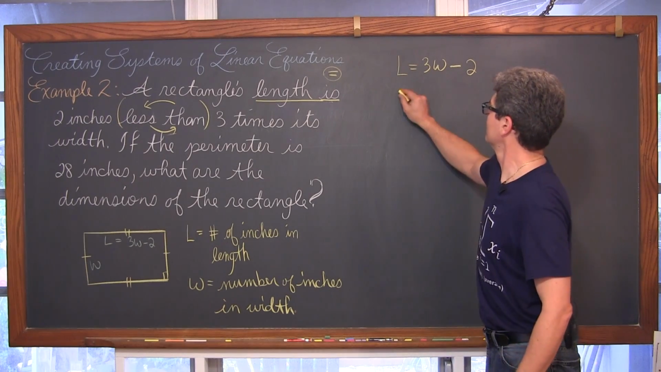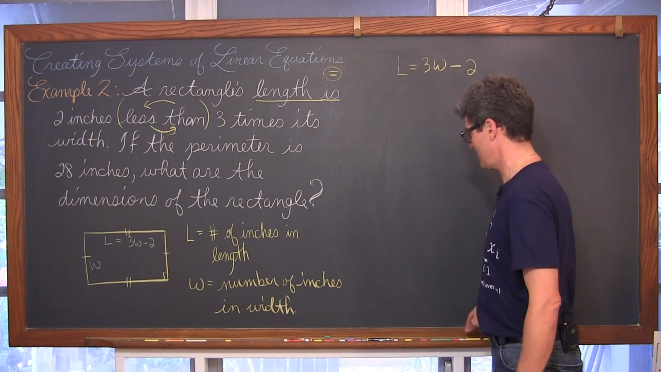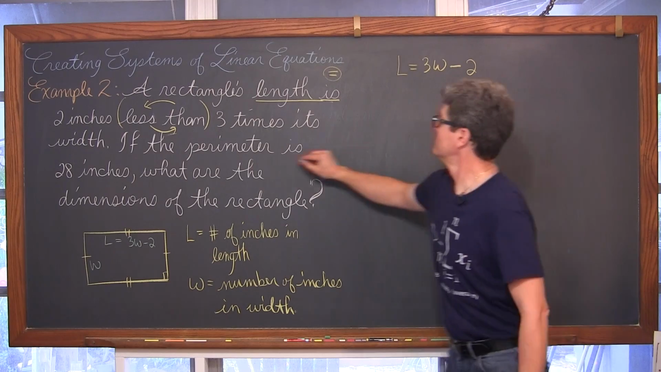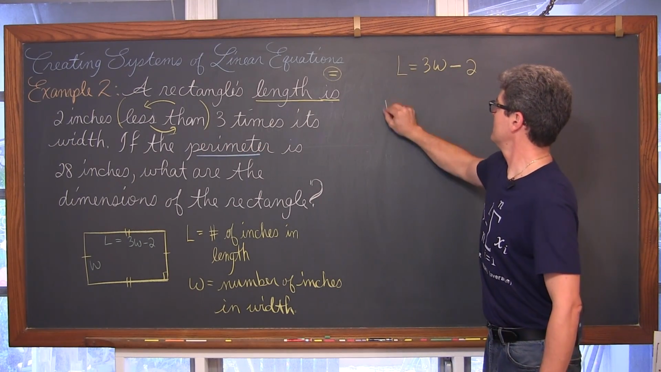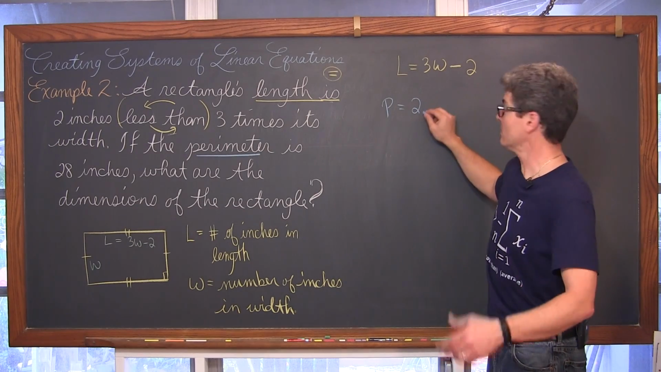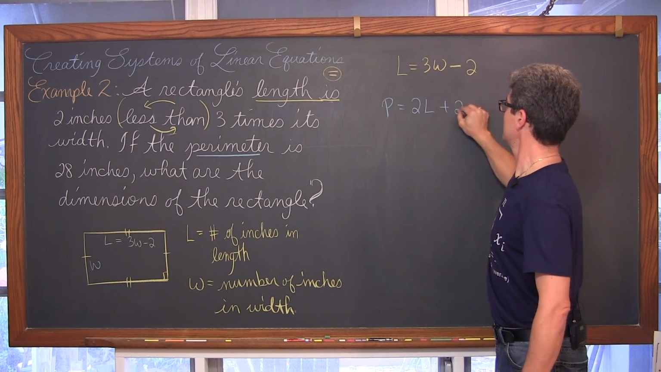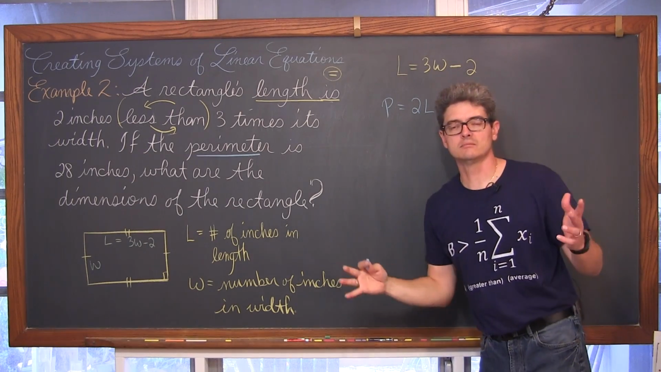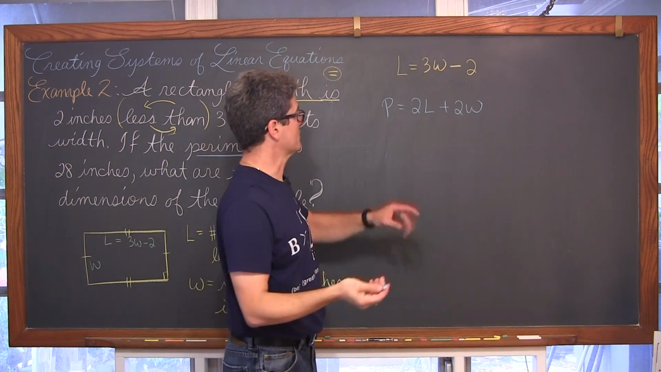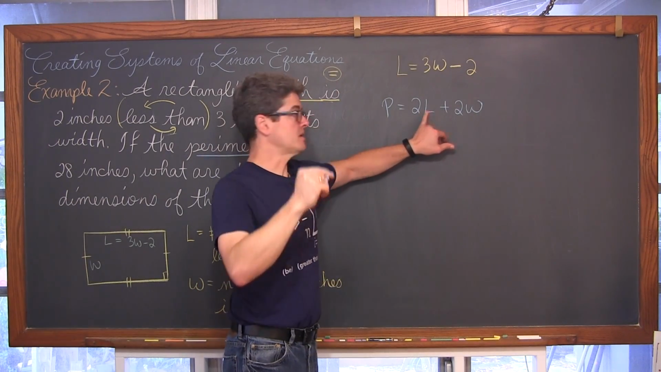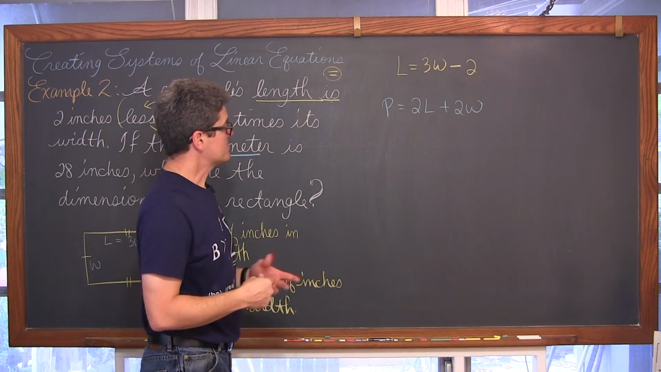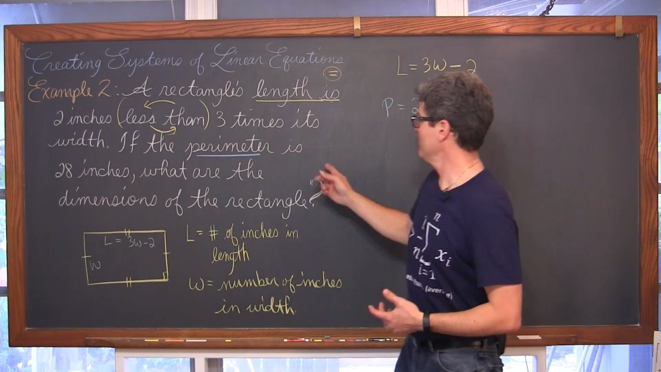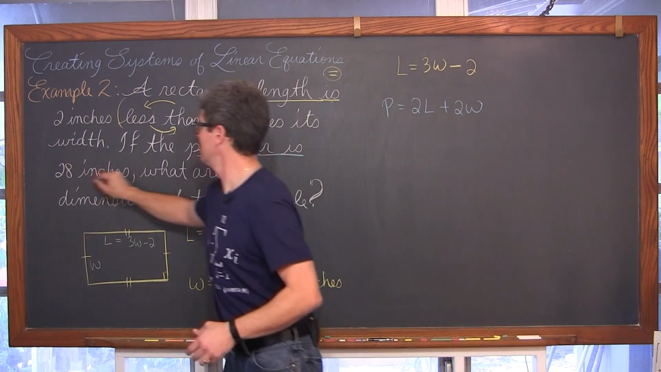So with the perimeter, let's do this in a different color. The perimeter for a rectangle is 2 times the length plus 2 times the width. Perimeter of any polygon is just adding all the sides up, but with a rectangle the opposing sides are equal, so you can say 2L plus 2W. And in this particular problem, the perimeter is equal to 28.